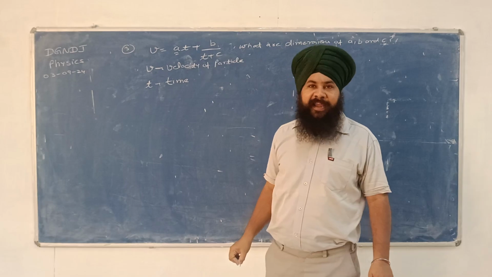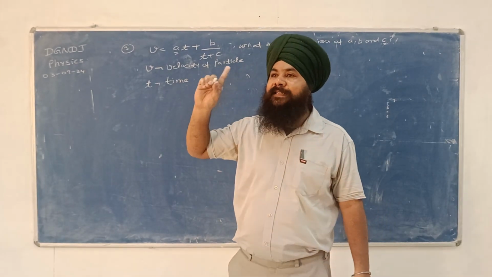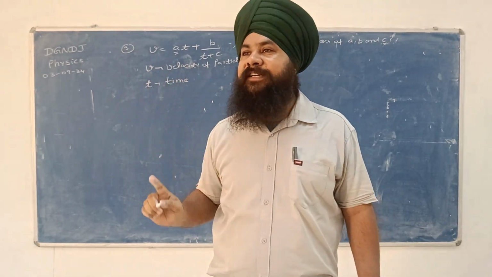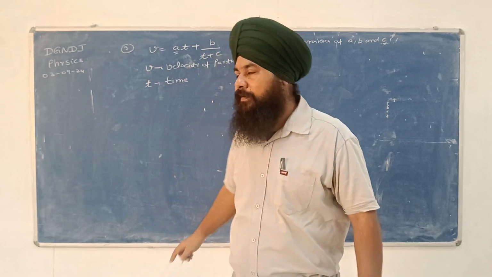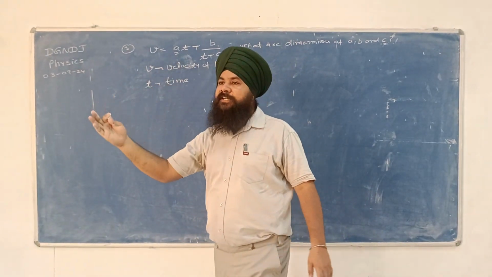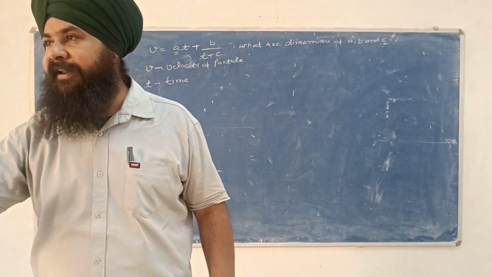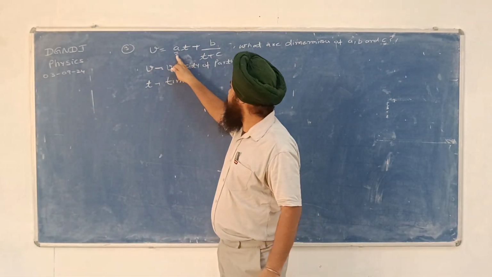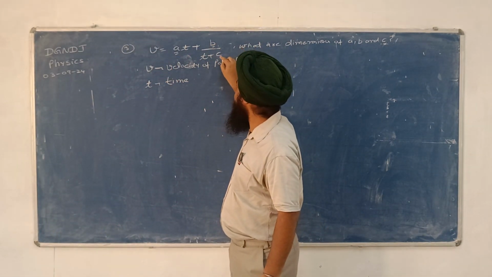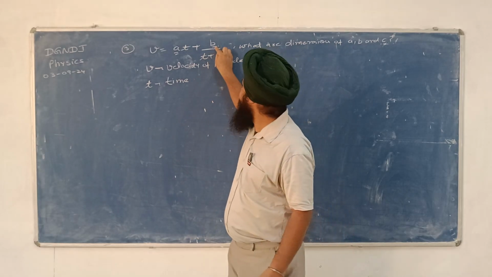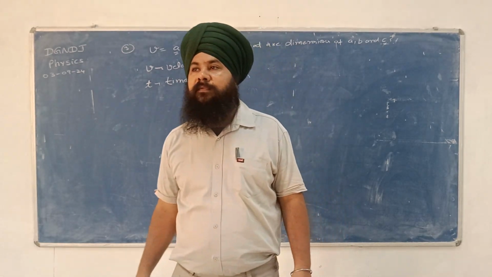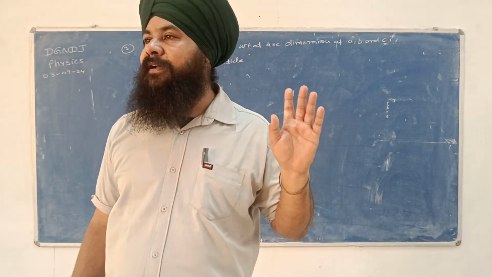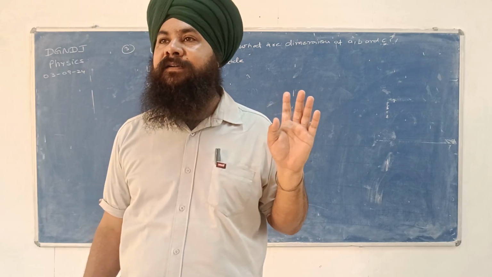What are dimensions of A? A, B, C are constants. A, B, C can be any physical quantity. So I have to calculate the dimensions of A, B, and C. Okay.